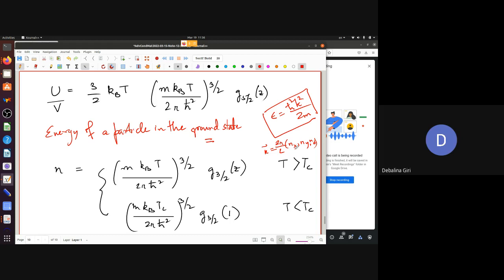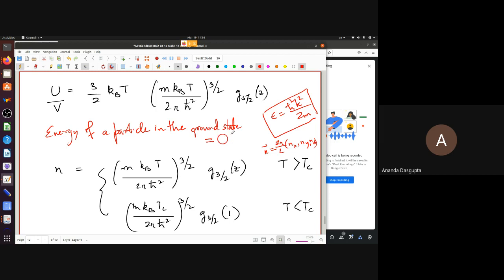Yes, 0, of course. In fact, we have been using that, right? We have been saying that mu cannot go above 0. Why? Because the lowest possible energy is 0, and if mu went above 0, then you would have negative occupation numbers. So we have used that throughout.